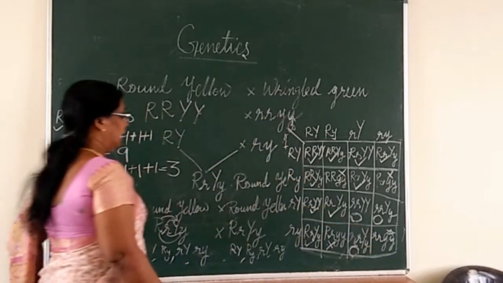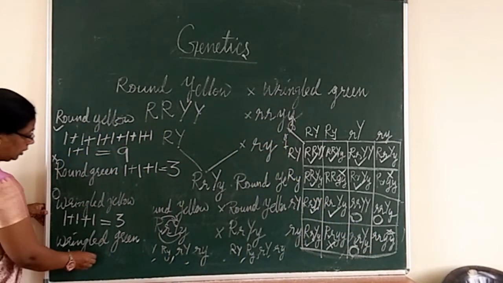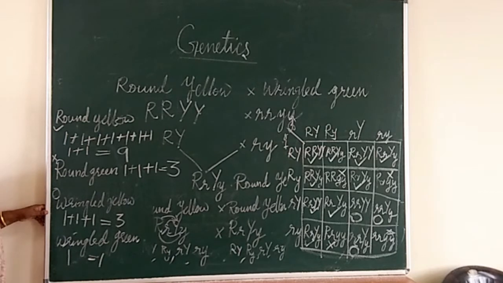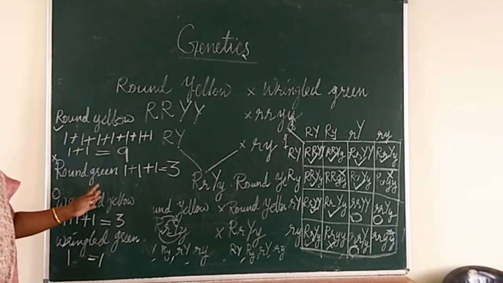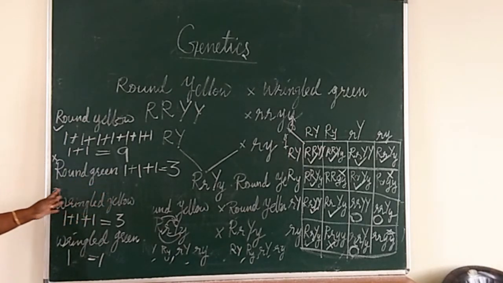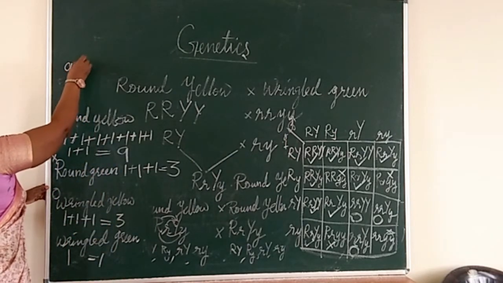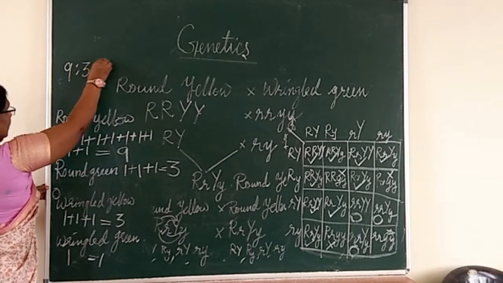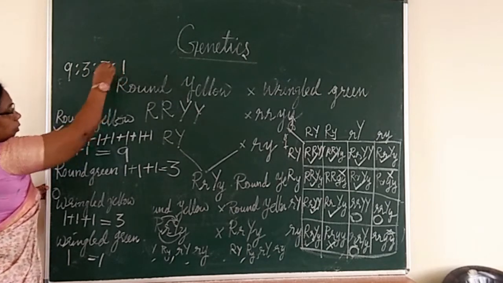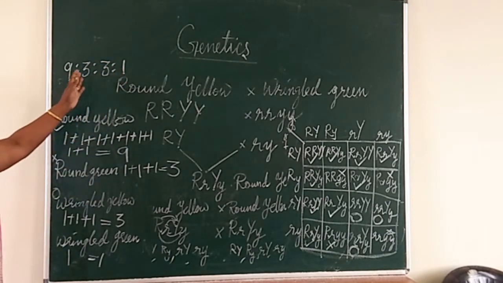We can see that it is 1. So equal to 1. So here you can see the phenotypic ratio. It is 9 is to 3 is to 3 is to 1. This is the phenotypic ratio externally.